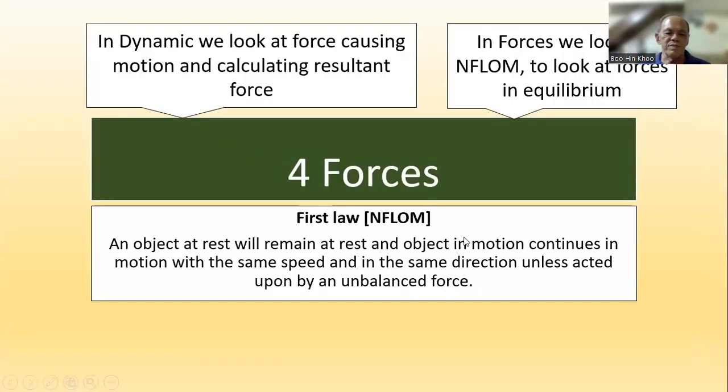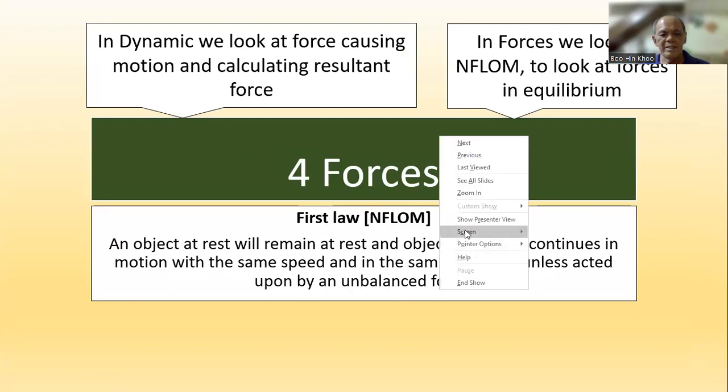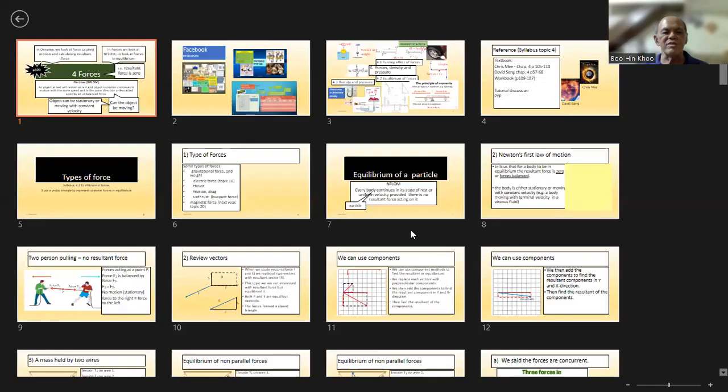We started off with Newton's first law. An object at rest remains at rest. An object in motion continues in motion with the same speed and the same direction unless acted upon by an unbalanced force. Right? So this one tells us if there's no resultant force, the object, if it's stationary, will remain stationary. If it's moving, it will continue with the same velocity. It means it has no resultant force.